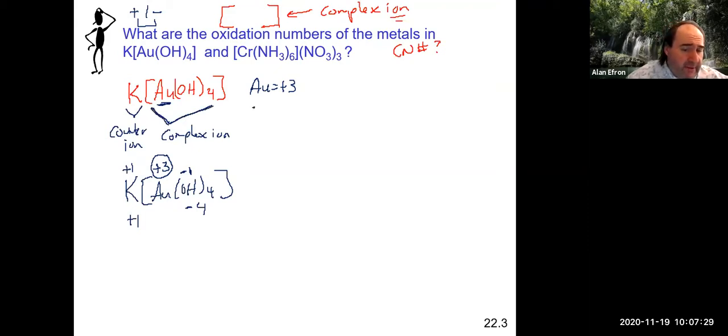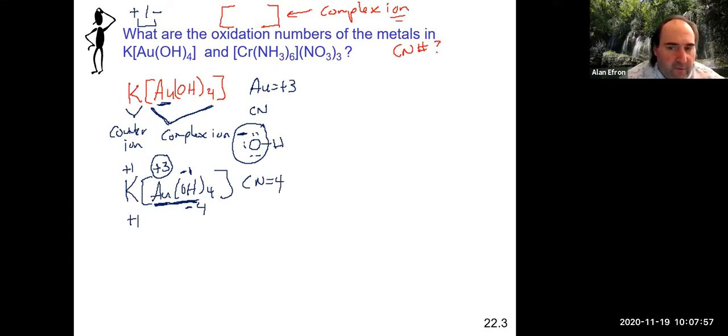Now, in terms of coordination number, we are looking at really just the complex ion part here. Since OH is a monodentate, it is just the oxygen that's going to bind in there. And there are 4 of them, which means the coordination number here would be 4 in this particular case. Any questions on that part?